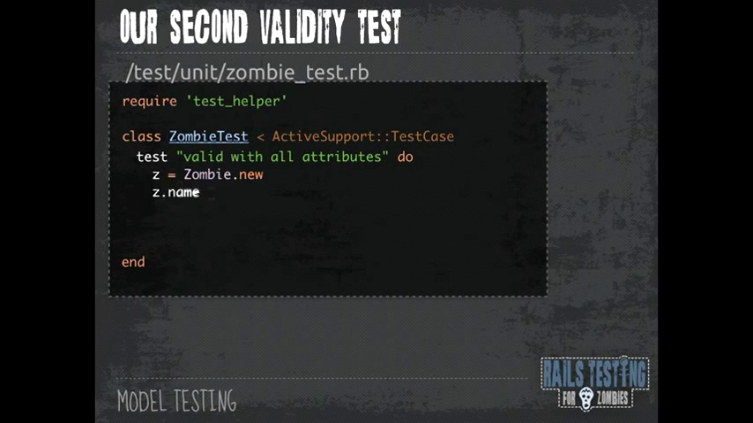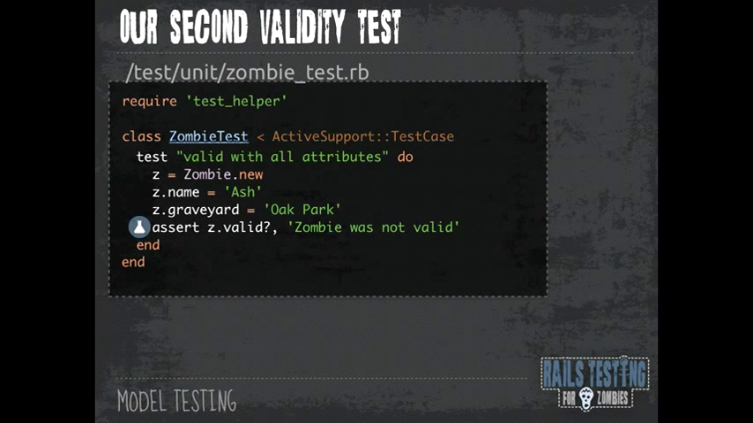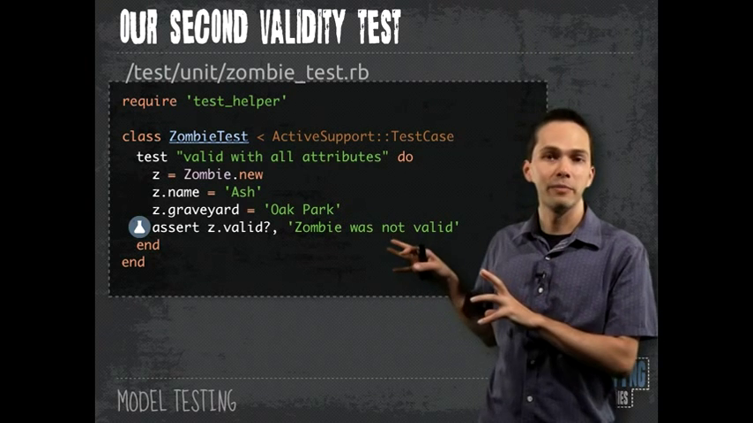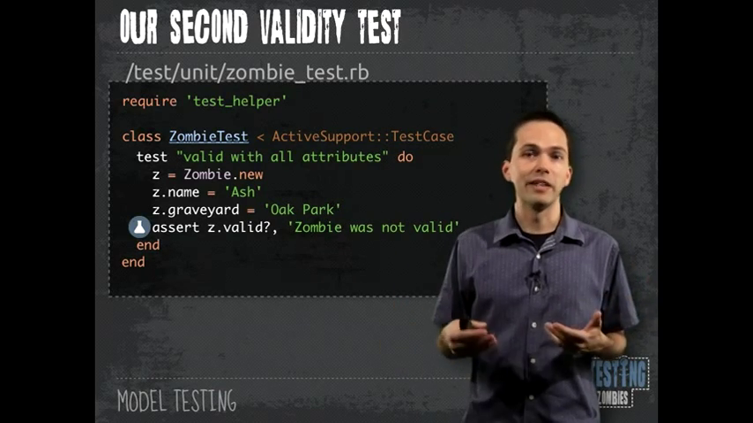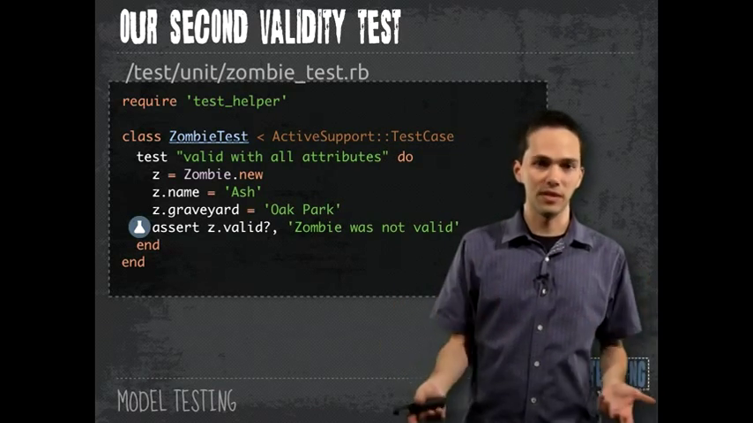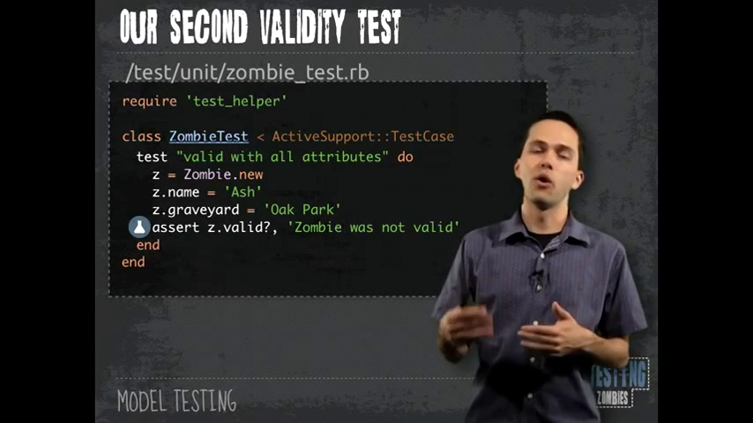We have a zombie, we set the name, we set the graveyard. We're going to assert that it's valid. And if it errors out, we're going to say zombie was not valid. And you may see a pattern emerging. Very often in our model test, the first line is going to start out by creating a new zombie and setting fields over and over and over again.